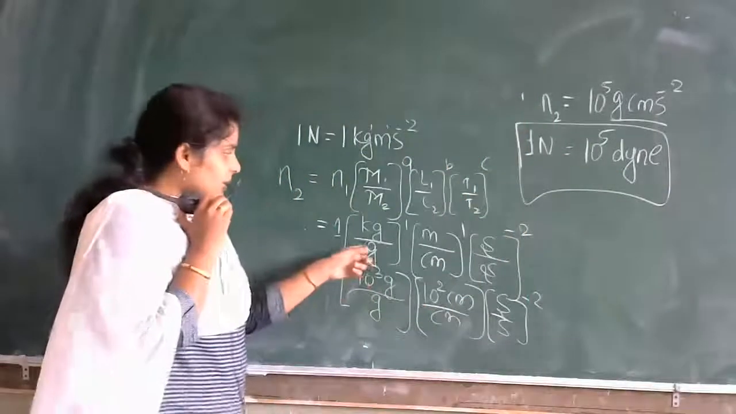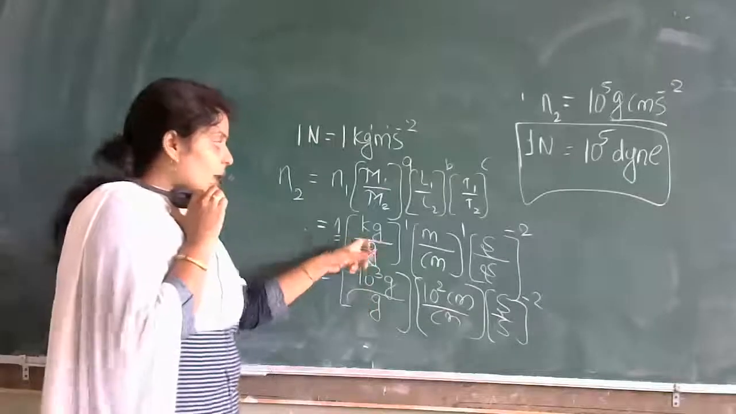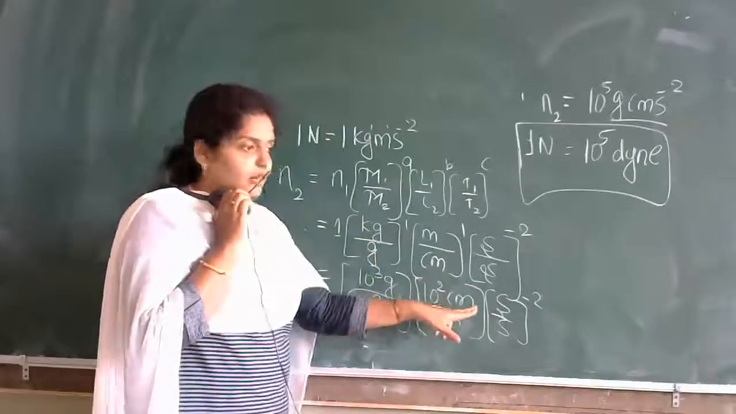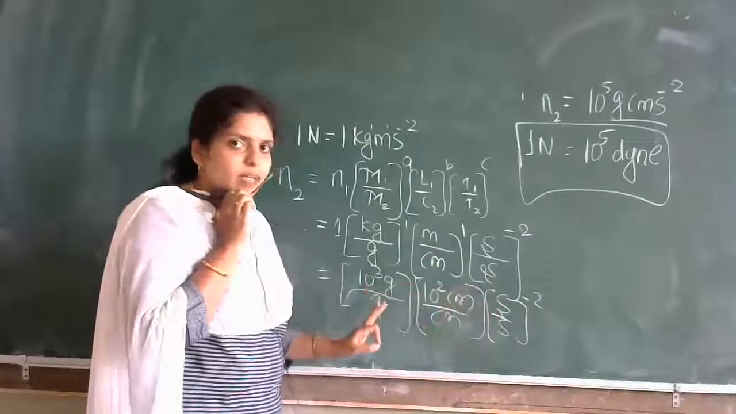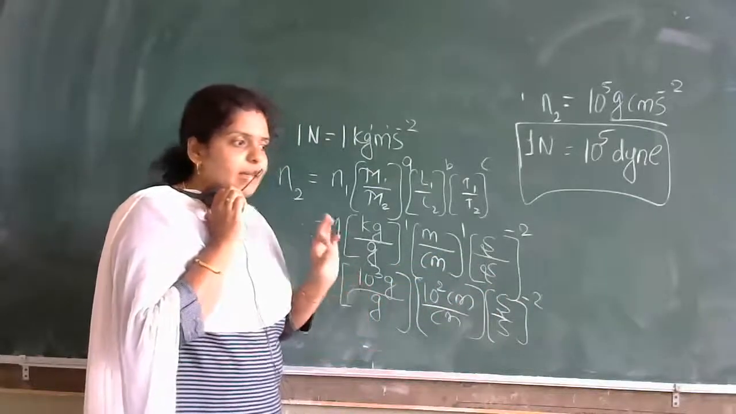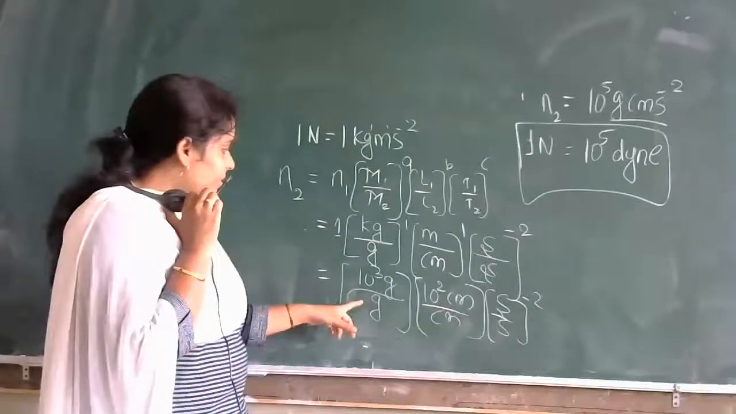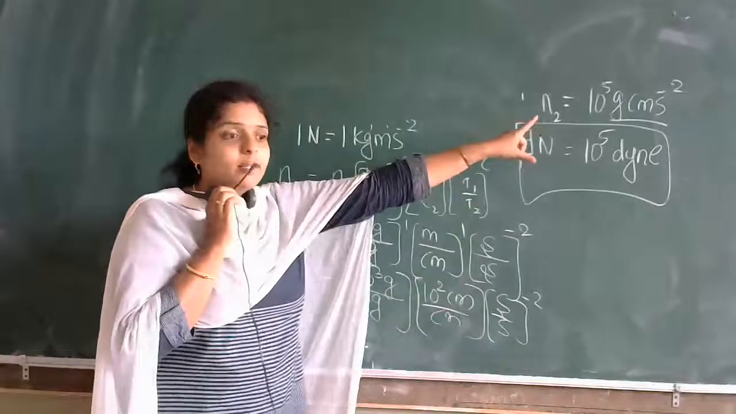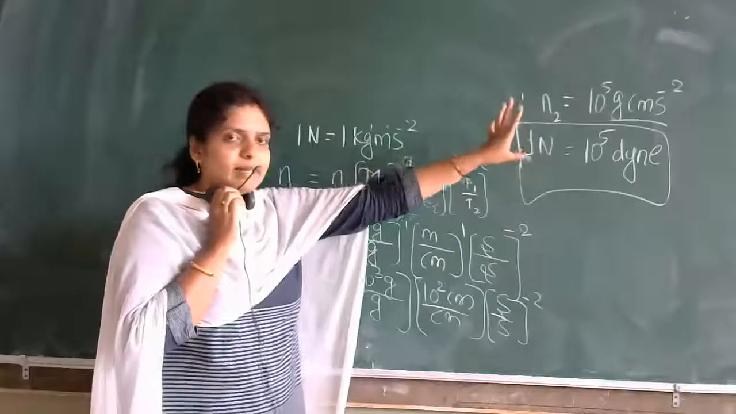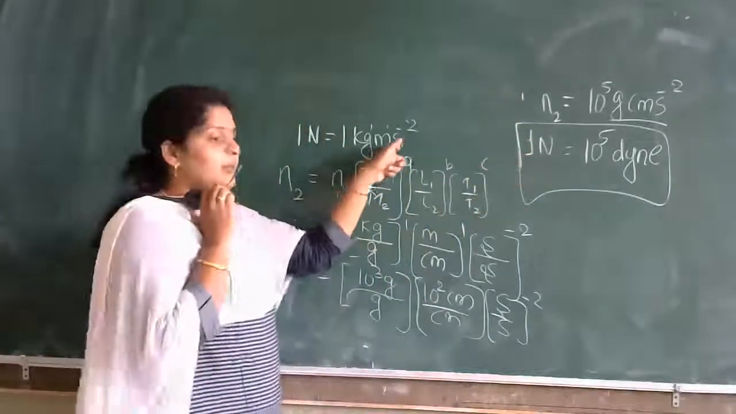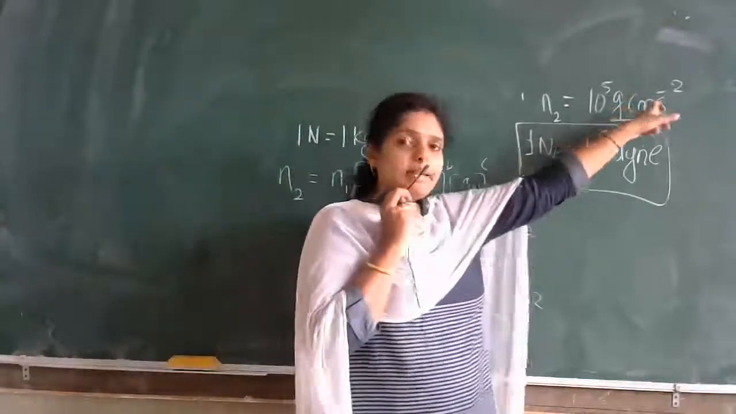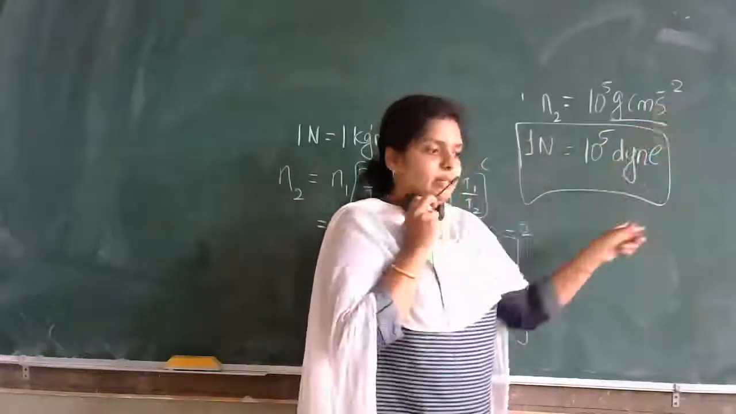Now you are converting this kilograms in terms of gram. We know that 1 kg is equal to 10 raised to 3 grams. We know that 1 meter is equal to 100 centimeter. Second, as it is, I am writing. By the law of indices, it can be written as 10 raised to 3 into 10 raised to 2. It is nothing but 10 raised to 5 gram centimeter per second square. As kg meter per second square is called Newton, in the same way, gram centimeter per second square is called dyne.